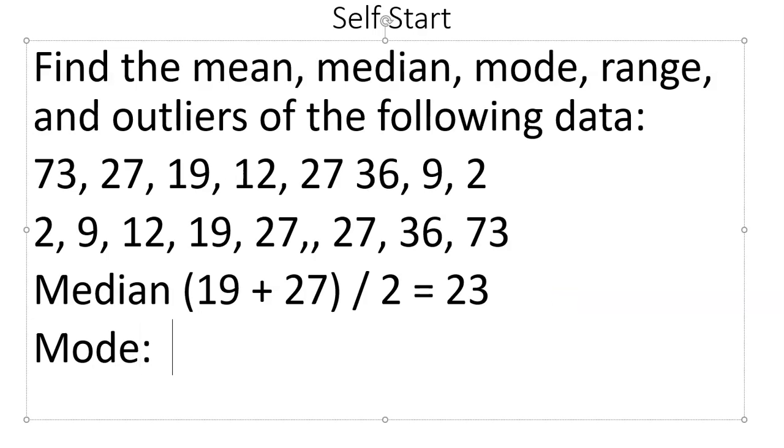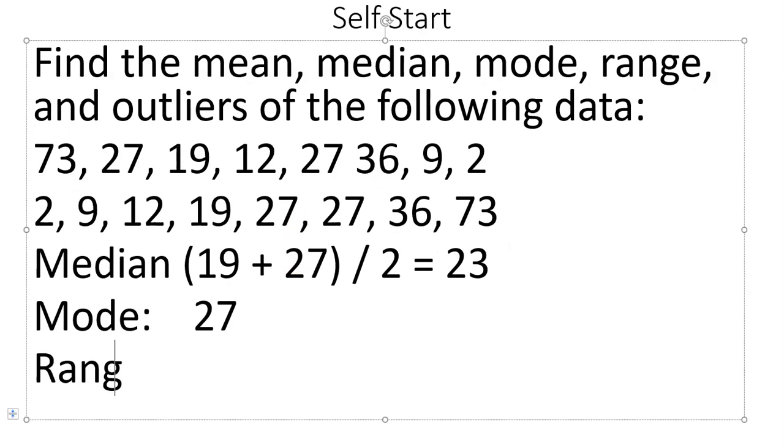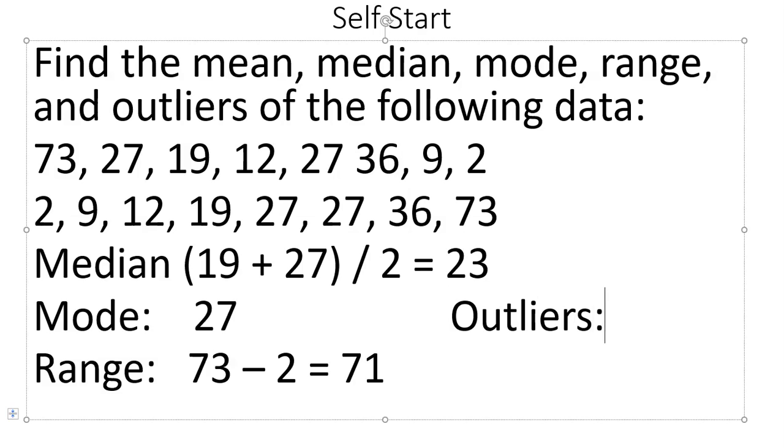For the mode, that's the one that occurs the most. The only one that occurs twice is 27. The range is the biggest minus the smallest. So that'd be 73 minus 2, which is 71. The outliers, you can see 73 is significantly bigger than any other, so that would be 73.